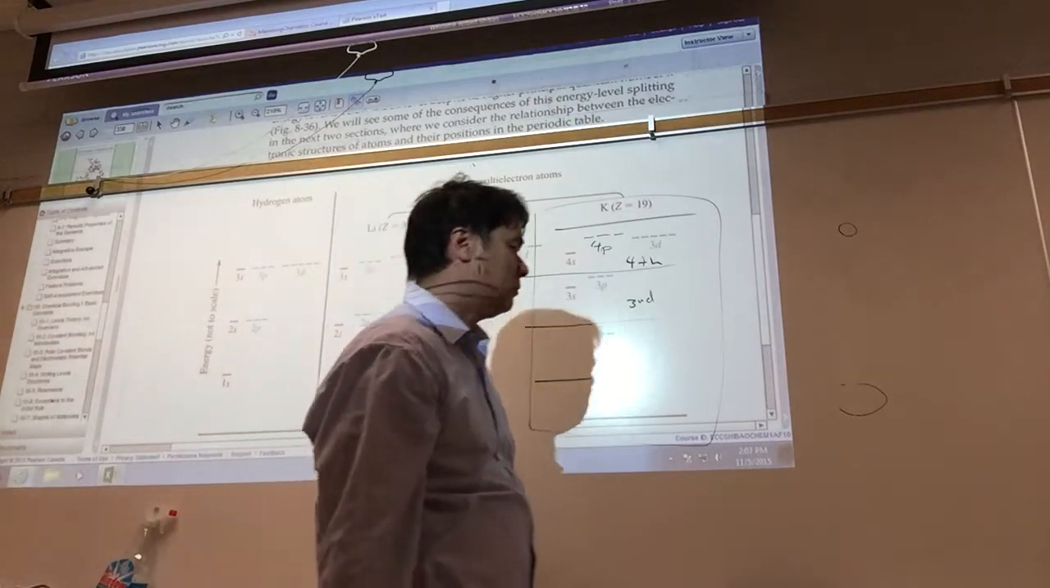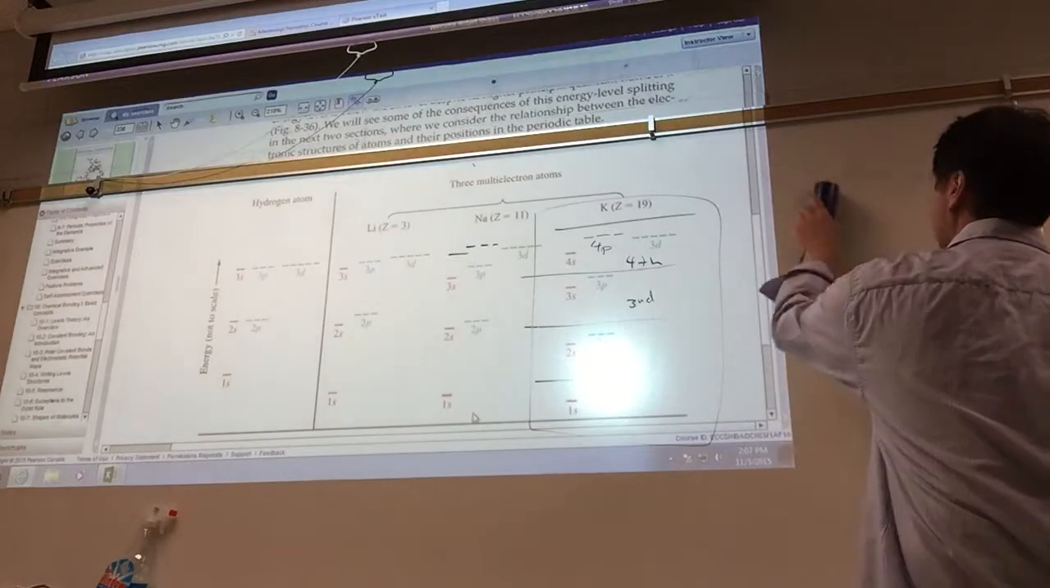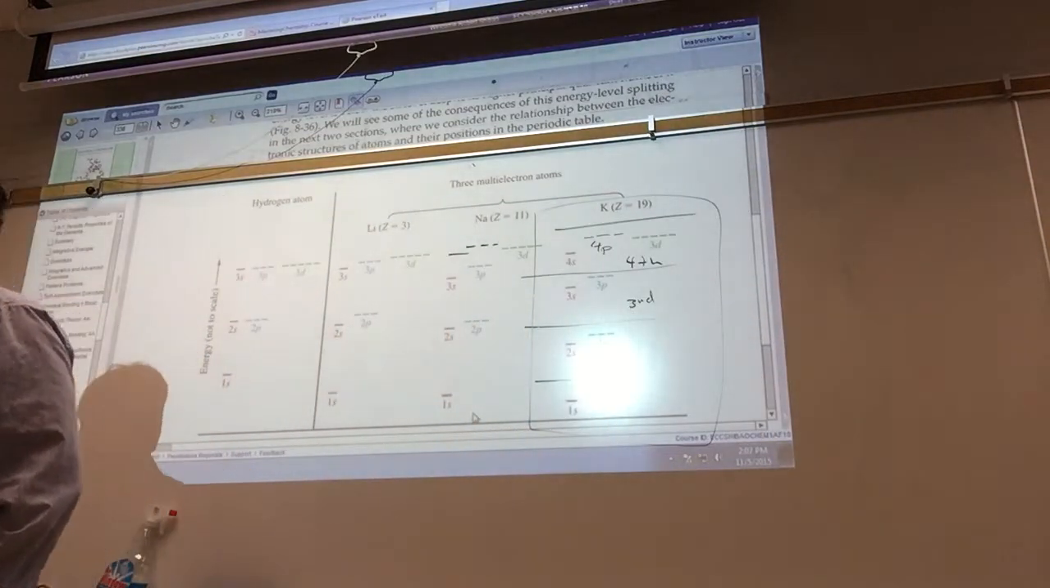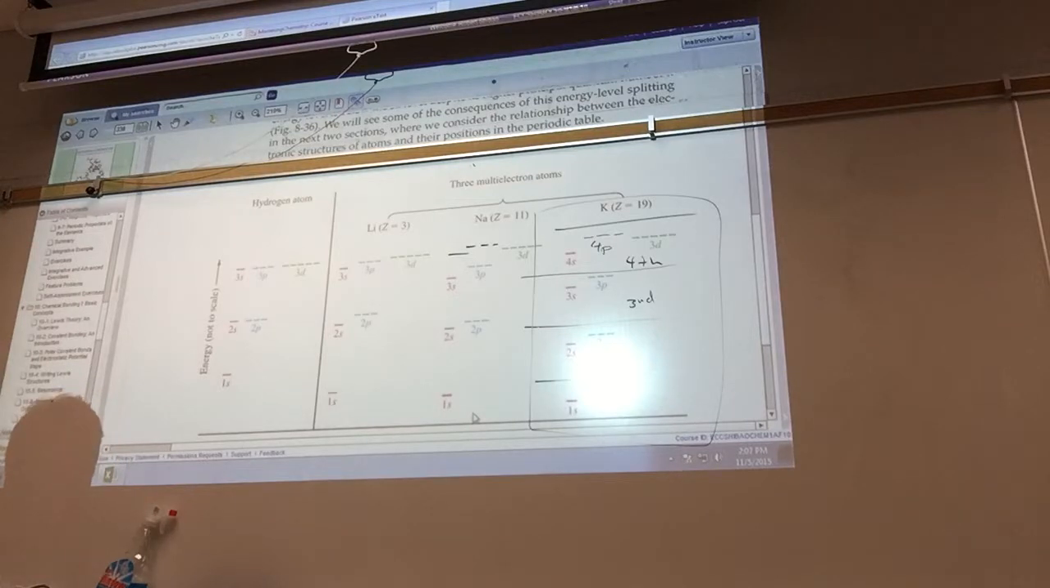All right, now we need to start filling these with electrons. Did I talk about the Aufbau principle? No? Hund's rule? The Pauli exclusion principle? Where did we leave off last time? Right here? All right.